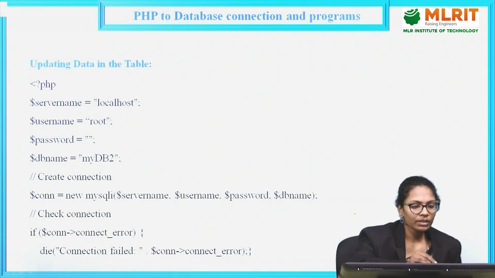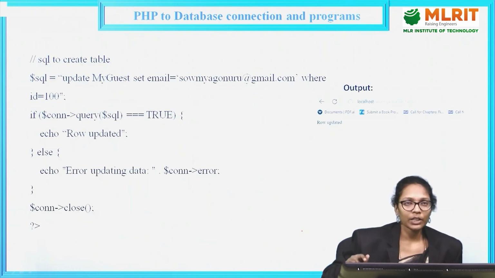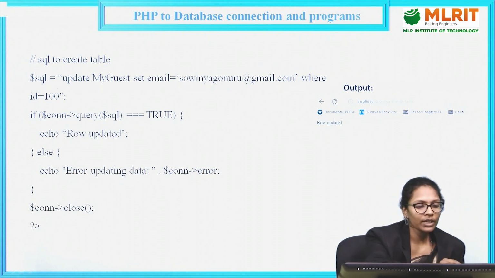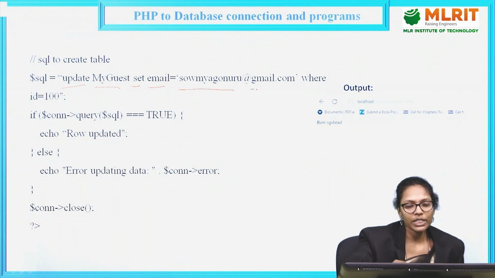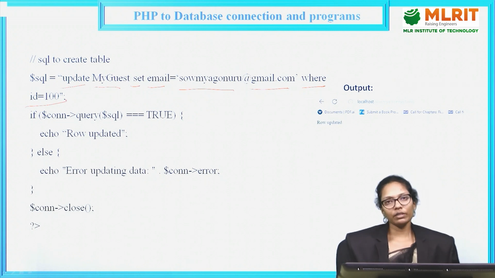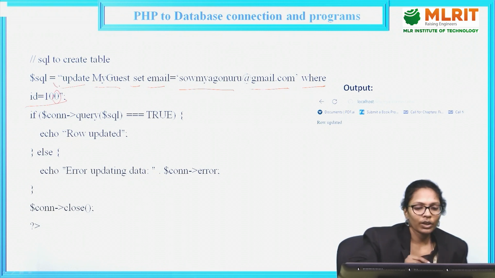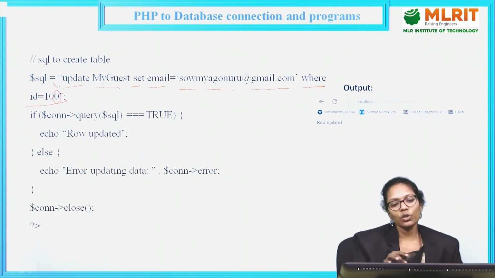Again the same thing. Connect to the database. Check the error connection. If there is no error, then try to execute your query. What is your query? Update table name set email is equal to soumyagonuru@gmail.com where ID is equal to 100. But the row with 100, we have just now deleted, so we will change that. If ID is equal to 101, I just want to change the mail ID to soumyagonuru@gmail.com. Wherever the ID is 101, at that place, whatever the previous email ID is, the current email ID will be updated to soumyagonuru@gmail.com. So that's all.